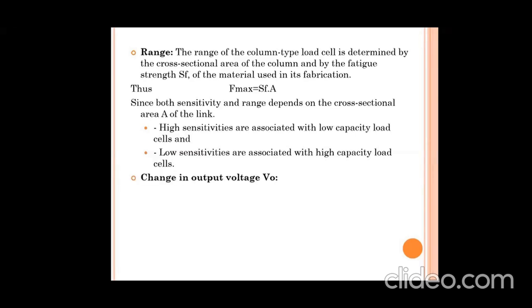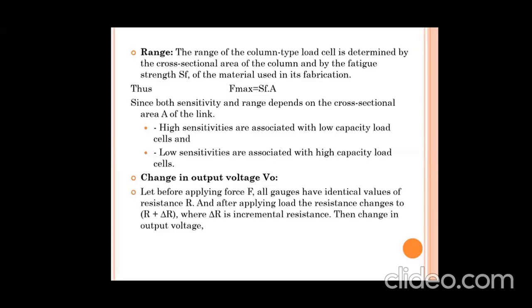The last important factor, along with your output voltage, is the change in output voltage of the strain gauge. Now how does the change in output voltage come about? If all the gauges have identical resistance, because we already saw the branches of the bridge.